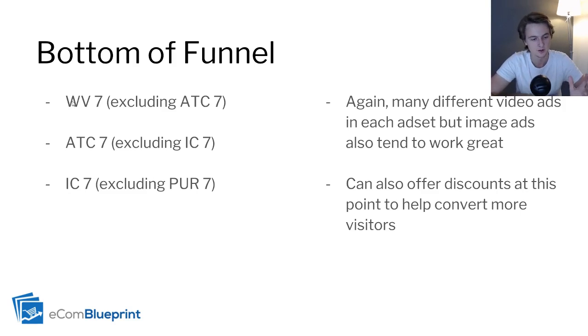And so the way that you can do it is website visitors in the last 7 days, excluding people who've added to cart. Add to cart in the last 7 days, excluding people who've initiated checkout, and then initiated checkout, excluding people who've actually purchased. That way you're not going to have any overlap, and then you can actually see what the cost per purchase is for each of those audiences, and you can scale them accordingly.